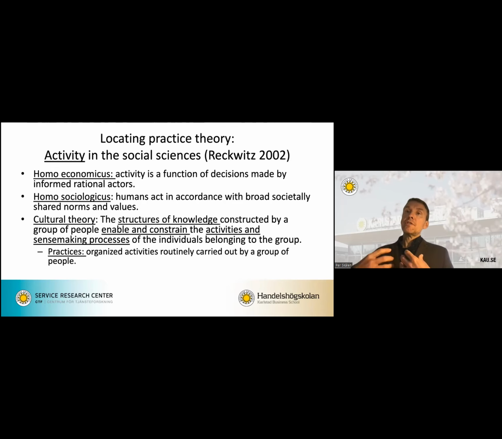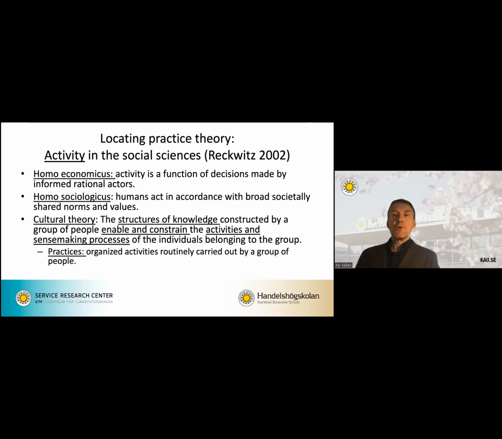So people at the Service Research Center where I work, for instance, we construct certain types of knowledge that we then use to act and make sense of each other's actions. So this is a way to avoid the agency structure problem in the social sciences. And practice theory is a particular type of culture theory. Practice theory focuses on practices, organized activities routinely carried out by a group of people. Practice theory says that you can gain access to these local structures of knowledge that enable and constrain people by focusing on these activities.